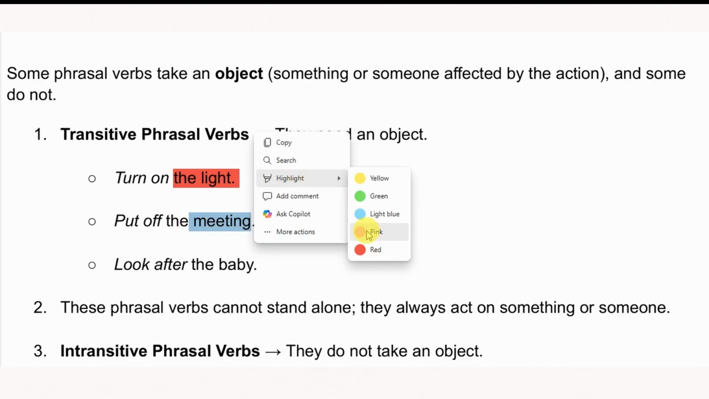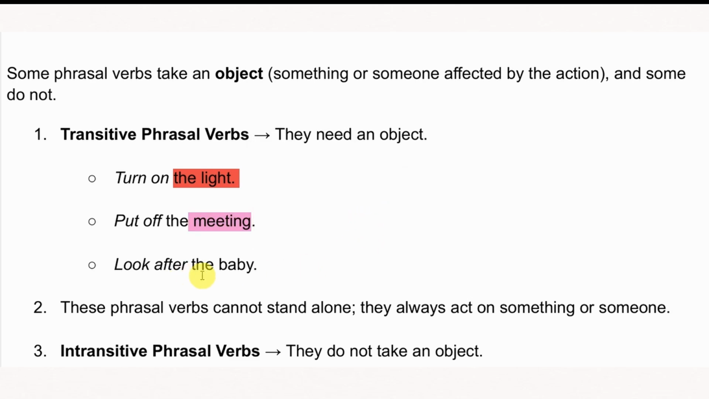Put off the meeting. Look after the baby. Which means you cannot just come and say look after. No. You must put an object for the sentence to be complete. Put off what? Turn on what? Turn on the light. Put off the meeting. Look after the baby means take care of the baby. So second, these phrasal verbs cannot stand alone. They always act on something or someone.